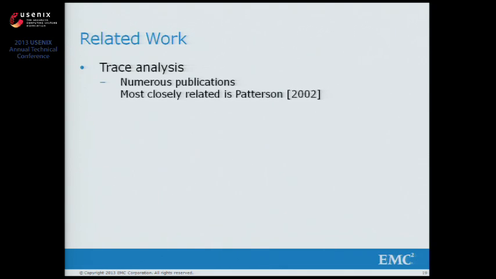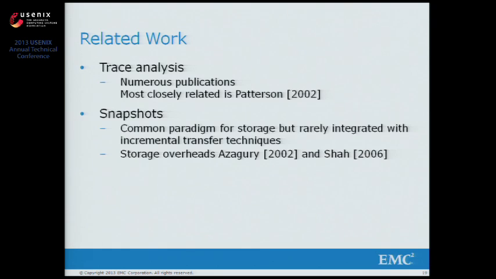So I want to briefly discuss some of the related work, and I'll direct you to the paper for more details. There have been a huge number of papers about trace analysis, and I would say the most closely related is a paper by Patterson in 2002, the SnapMirror paper, which also looked at incremental changes and transferring to protection storage. In contrast to that paper, we had a much larger set of traces. We considered varying the block size. We looked at I/O and storage overheads on both the primary storage and the protection storage.